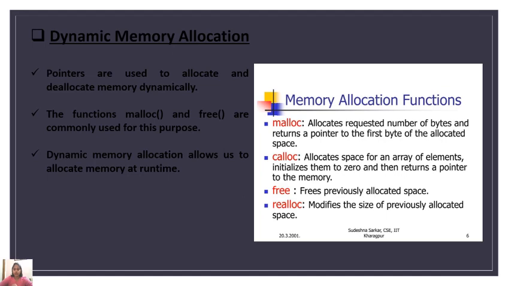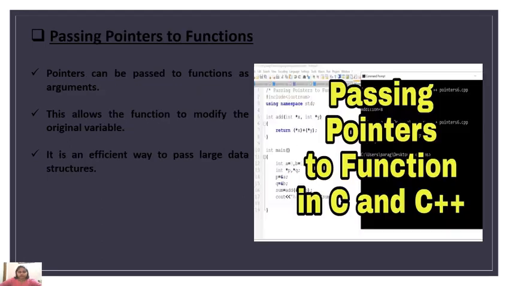Memory allocation functions: malloc, calloc, free, realloc. malloc allocates the requested number of bytes and returns a pointer to the first byte of the allocated space. calloc allocates space for an array of elements, initializes them to 0, and then returns a pointer to the memory. free frees previously allocated space. realloc modifies the size of previously allocated space.